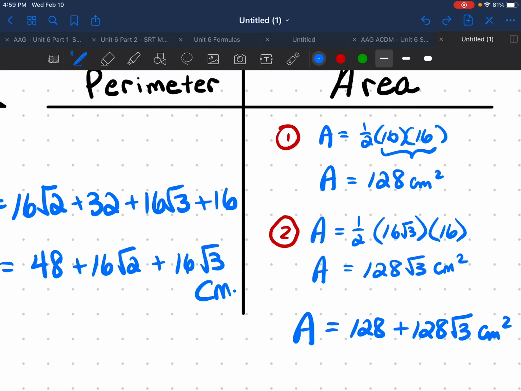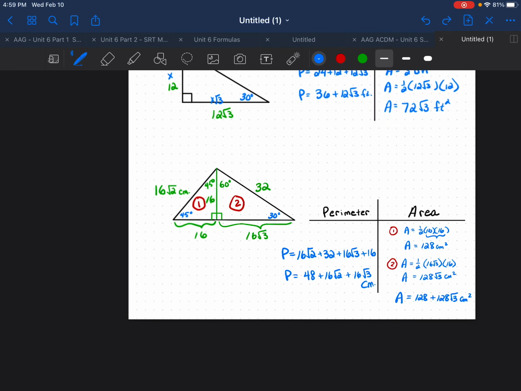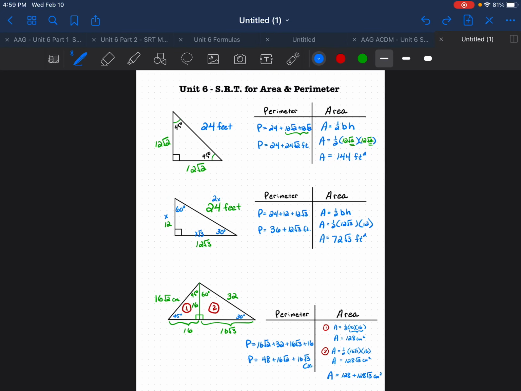Okay, boys and girls, so on these 3 examples, we used our special right triangle rules to find the area and perimeter of 3 triangles.